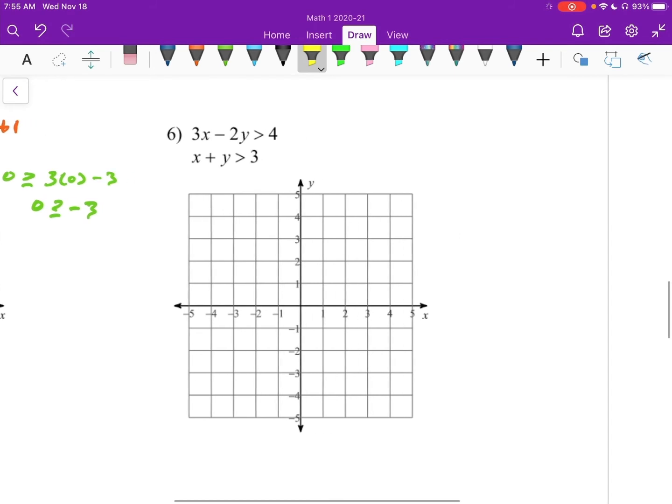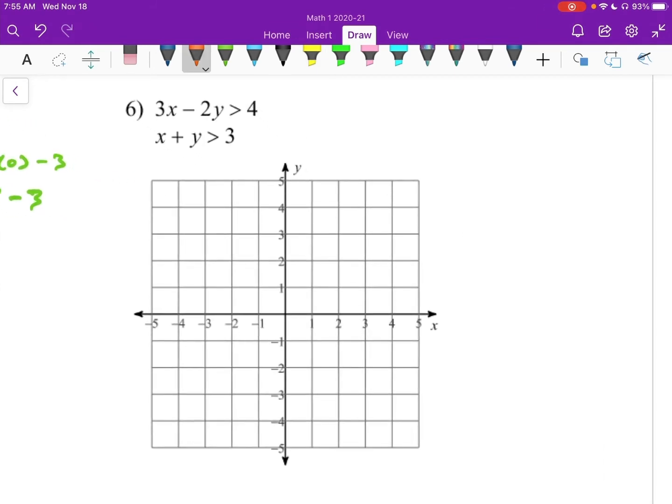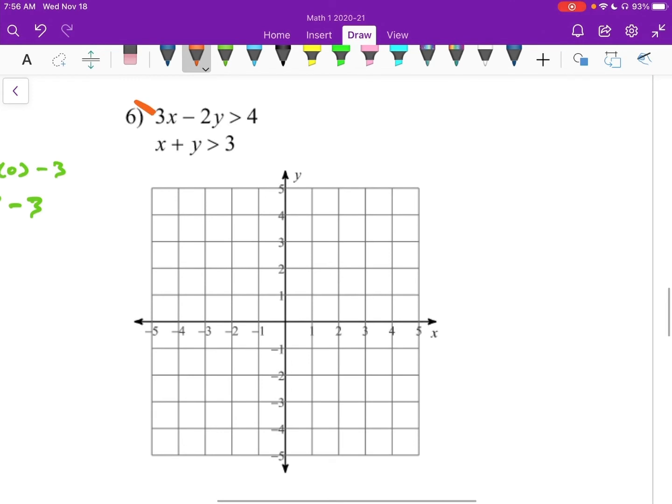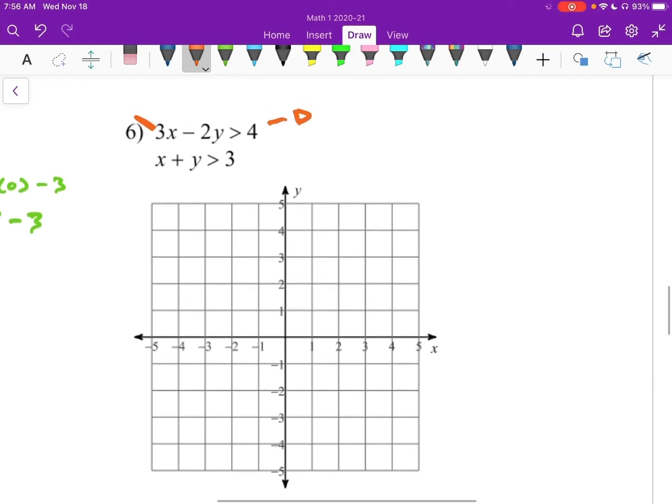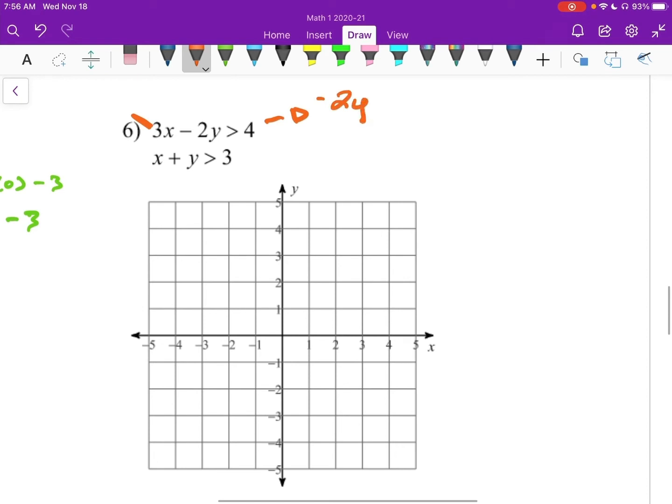All right, number 6. Back to normal where we have to rearrange them. The top one, I'm going to start off by subtracting 3x from both sides. So I'll have -2y is greater than -3x plus 4. Now I'm going to divide by -2. And whenever I divide by a negative, I have to flip the inequality. So this is going to point the other direction. I'll have y, and then over here I'm going to have -3 over -2 will give me a +3/2. And then +4 over -2 gives me a -2.